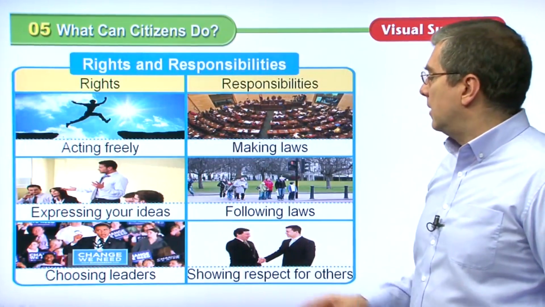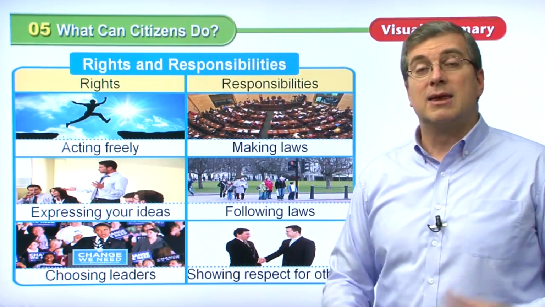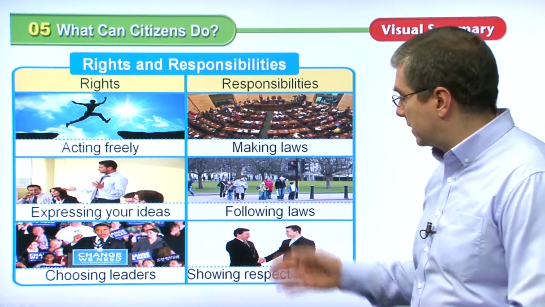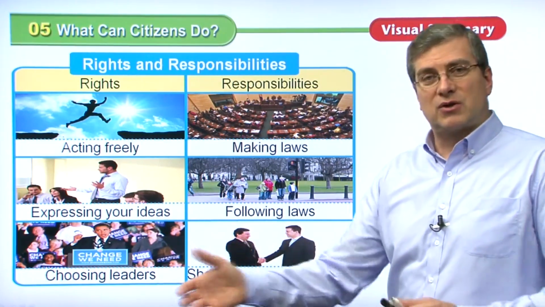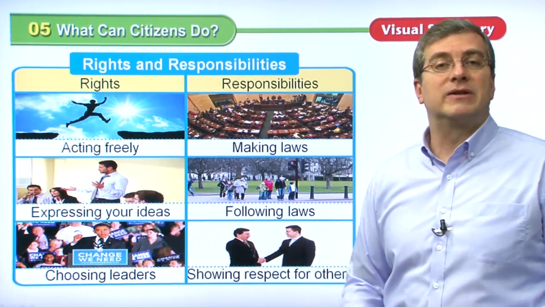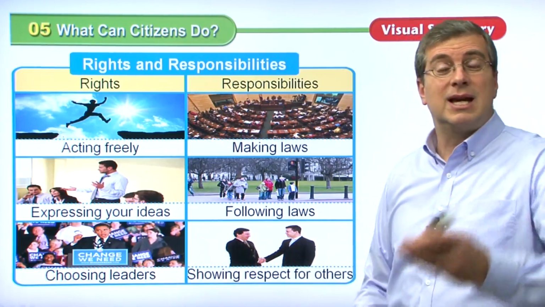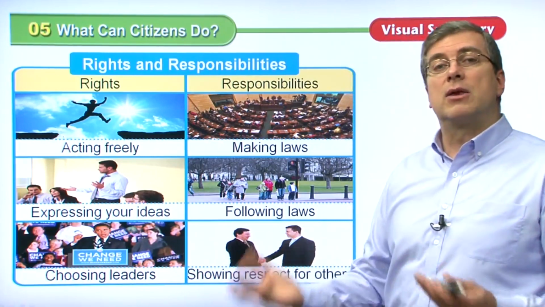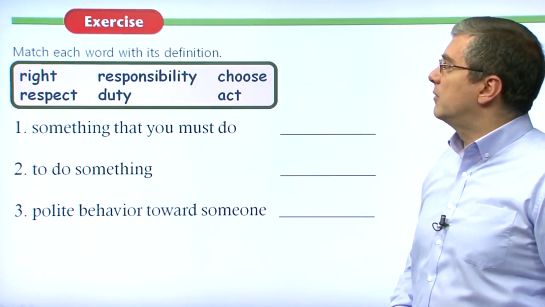Absolutely. And then finally, we have showing respect for others is another responsibility that we have in society. We should show respect for other people. In this case, they're shaking hands. That's what Western people do, especially business people, when they show respect for each other. Or if you meet somebody for the first time, it's a sign of respect to shake their hand. Of course, in the East, in Asia, people bow to each other, and that's another way to show respect for each other.